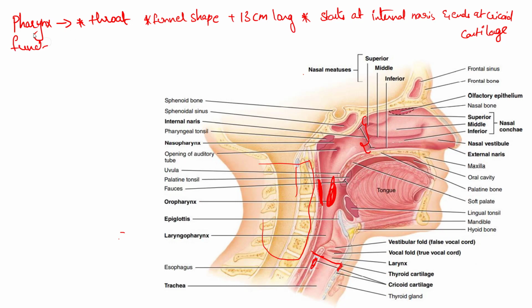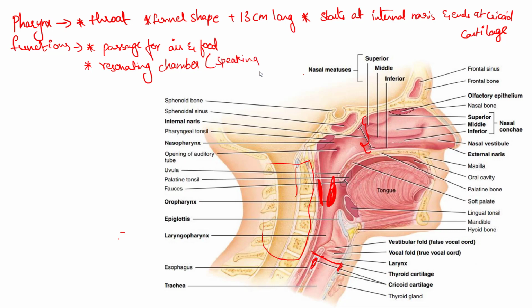So let's see the functions of this pharynx. It has three main functions. The first function is it is used for passage for air and food, and also it is used as a resonating chamber. So what is the use of resonating chamber? When we are talking, due to its vibration, it will make a sound so that words will be clear. So that is the use of this resonating chamber.